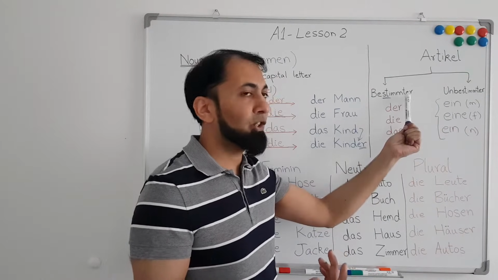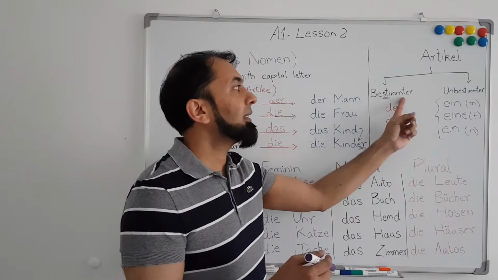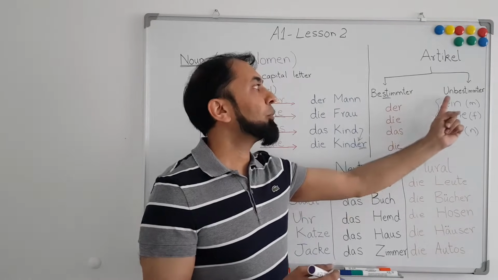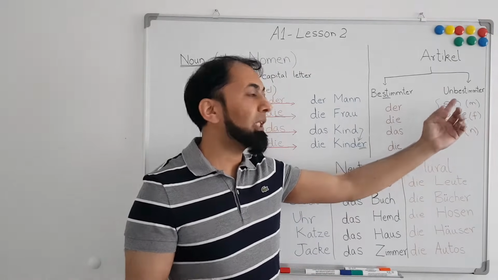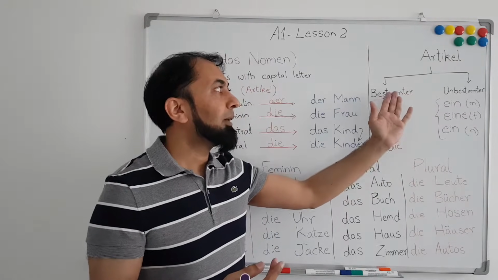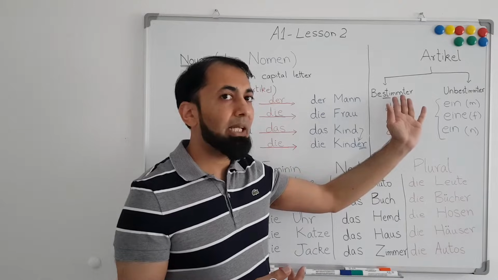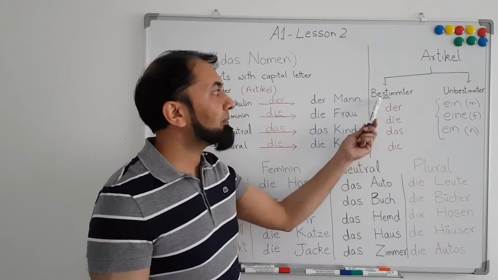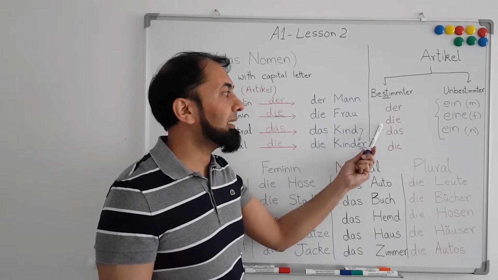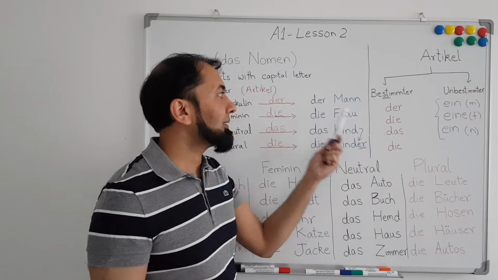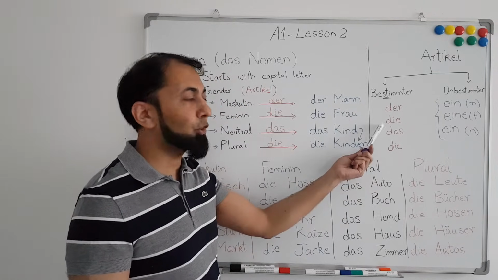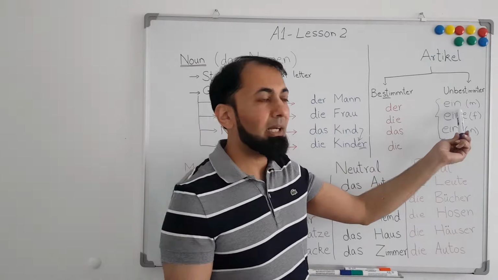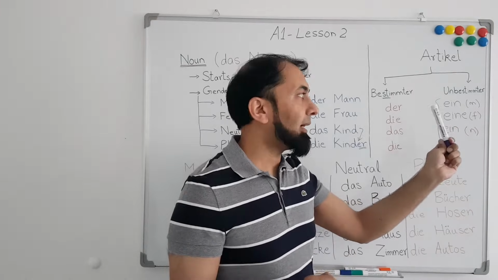unbestimmter. These are the German words for definite and indefinite. So bestimmter means definite, unbestimmter means indefinite. So these are two types of articles. Bestimmter definite, unbestimmter indefinite. Now bestimmter articles are der, die, das, die, same like this. So these are actually the bestimmter articles. But the new thing here is the unbestimmter article, or indefinite article.